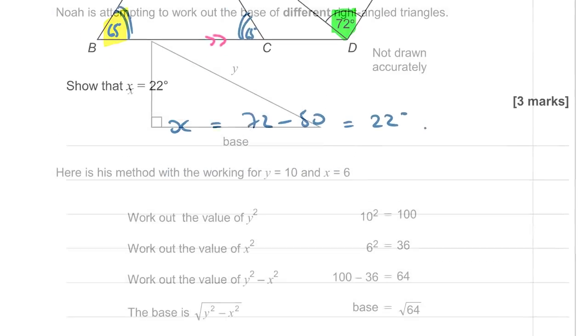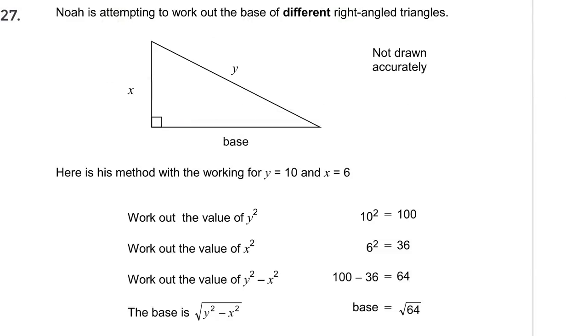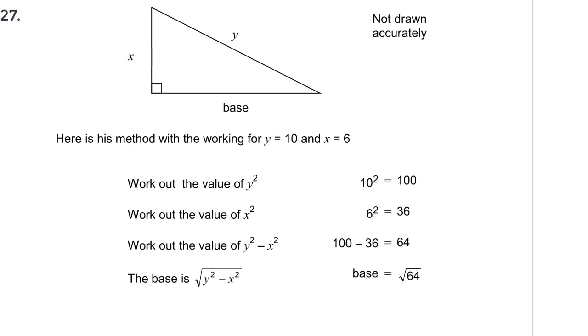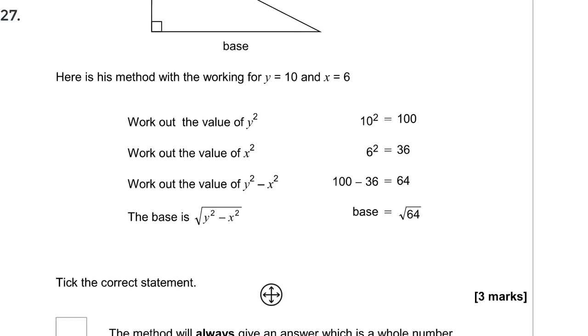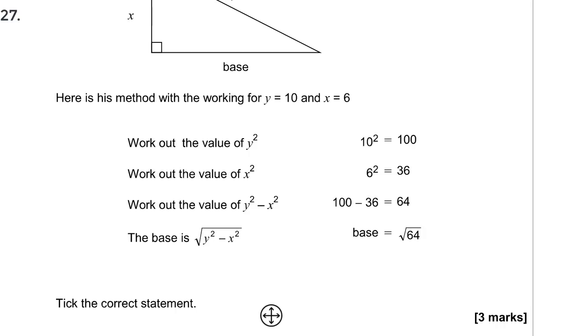Noah is attempting to work out the base of different right angle triangles. Here is his method for working out y is equal to 10 and x is equal to 6. So he first works out y squared, in this example is 100. Then he works out x squared, in this case is 36.